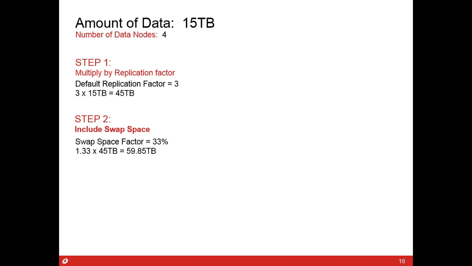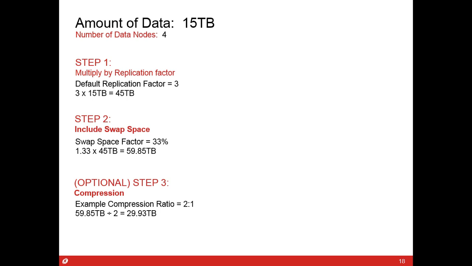The swap space is a working space for our application to function correctly. A good rule of thumb is about 33% of the previous number. So multiplying 45 terabytes by 1.33, or 33%, that comes out to about 60 terabytes of data so far.